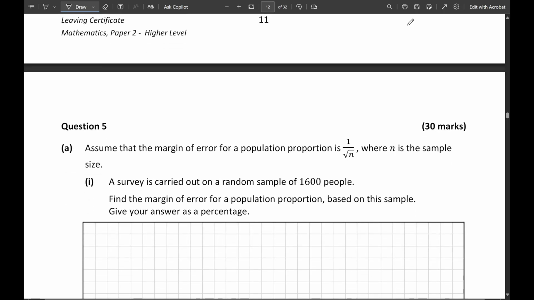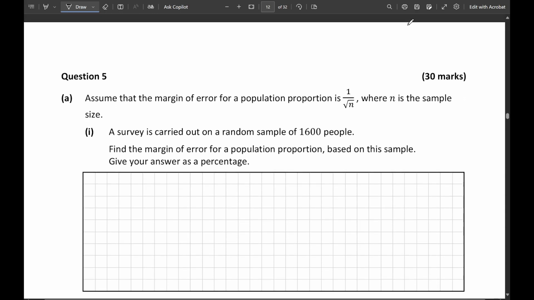Okay, a statistics question. The margin of error for a certain population proportion is 1 divided by the square root of n. Surveys carried out on a random sample of 1,600 people find a margin of error based on that sample. So it's really just 1 over square root of 1,600. I know this is going to turn into 1 over 40, but I just want to double check and get it into a percentage form at least. 2.5%. Awesome.